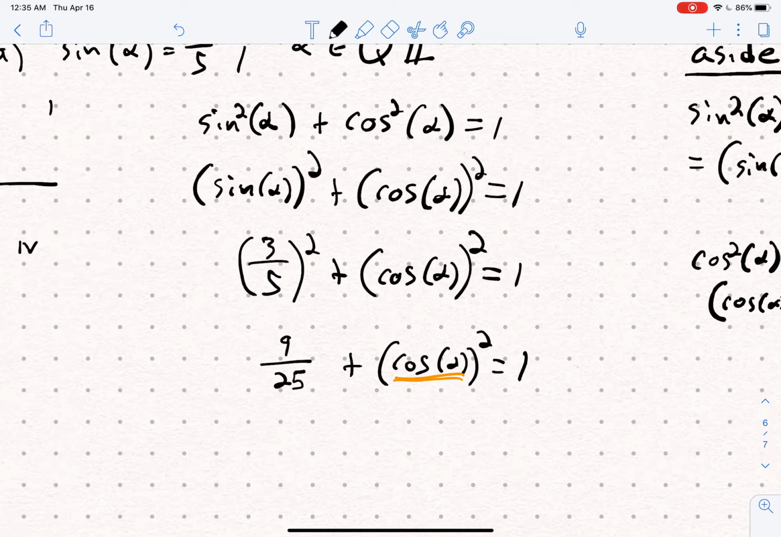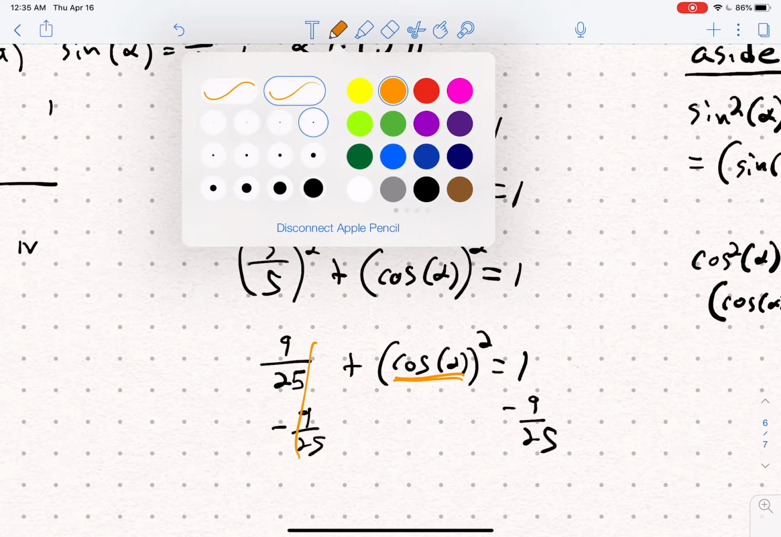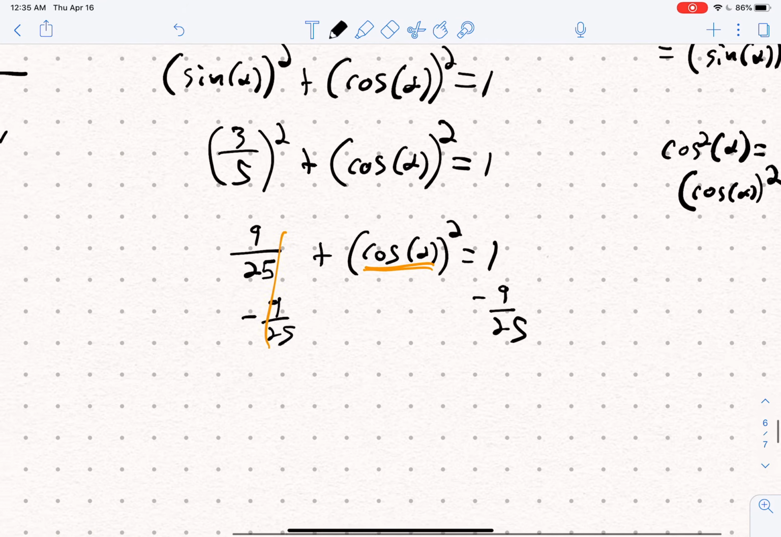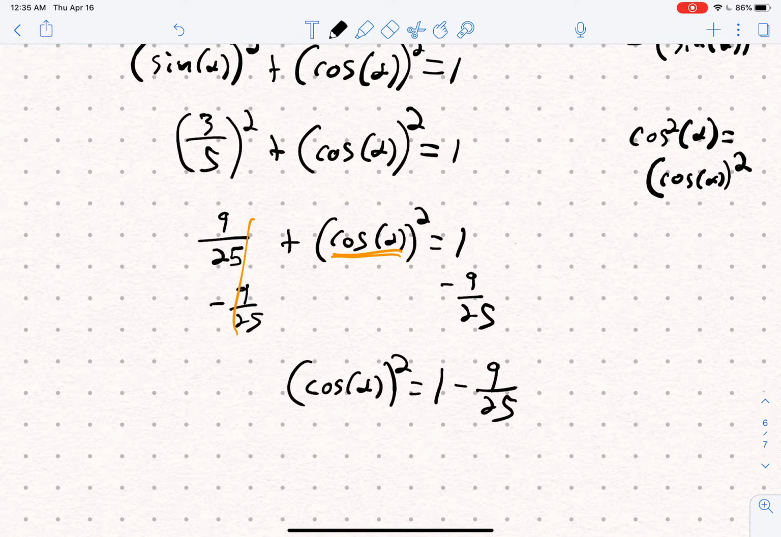Okay. How am I going to do it? Well, first let's move that 9 over 25 over. I'm going to subtract 9 over 25 on both sides. On the left-hand side, it's nice because those cancel. On the right-hand side, well, let me see. What do we have? Left-hand side still has cosine of alpha, whole thing squared, and now that's equal to 1 minus 9 over 25.